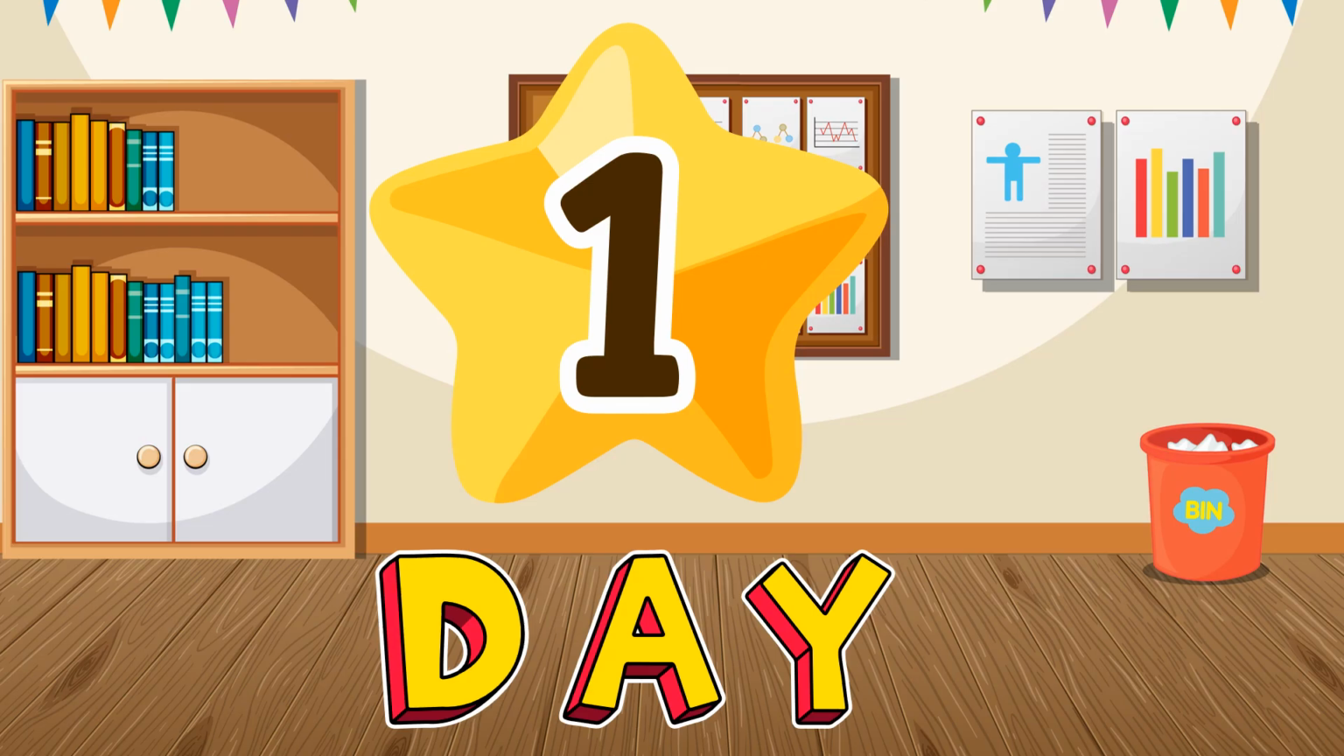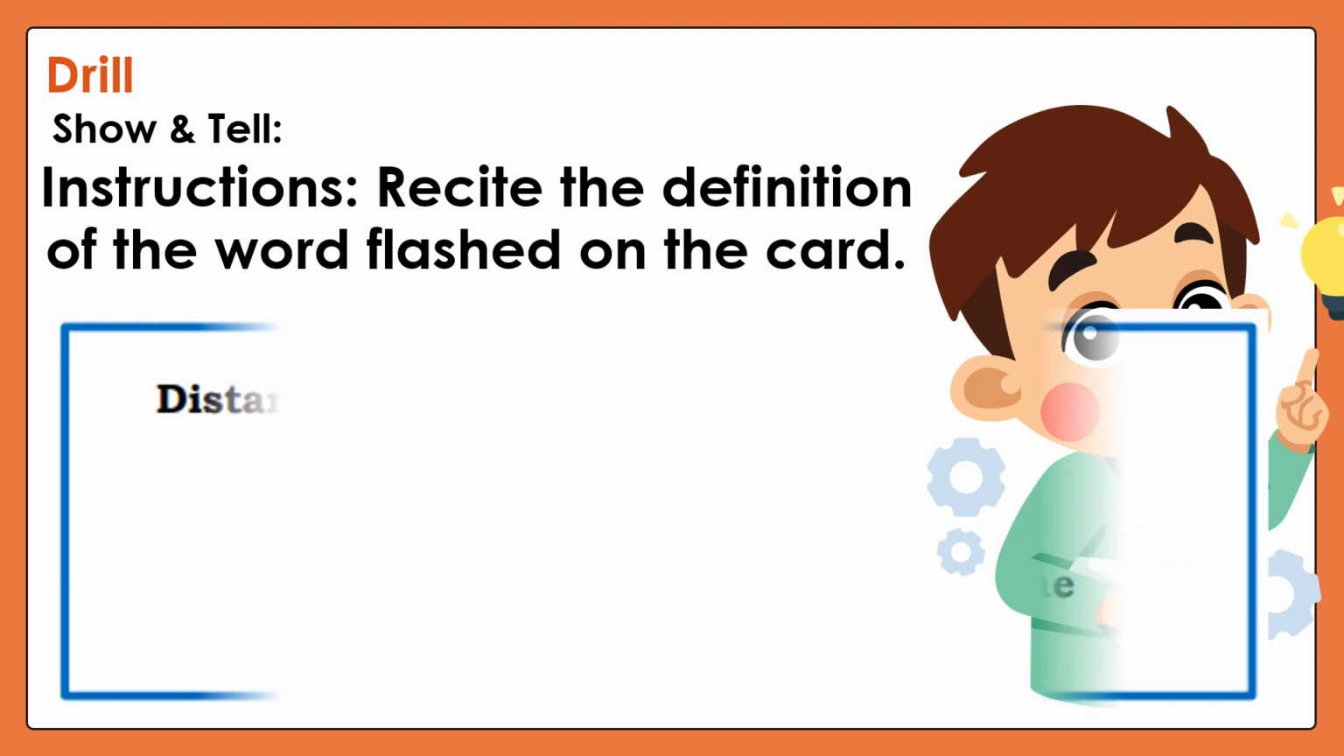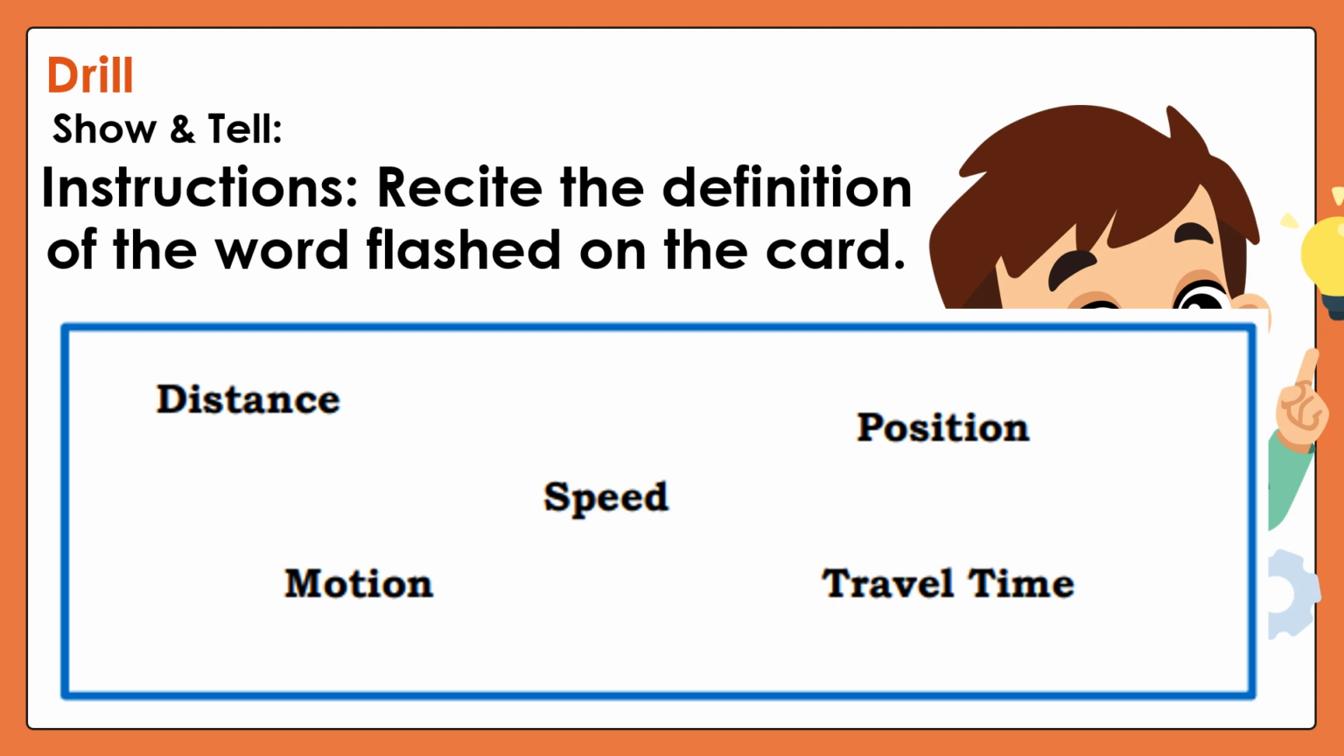Day 1. Let's have a drill. Recite the definition of the word flashed on the card. Distance, position, speed, motion, and travel time.